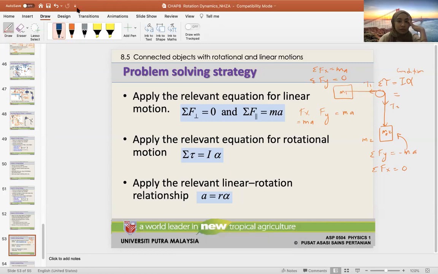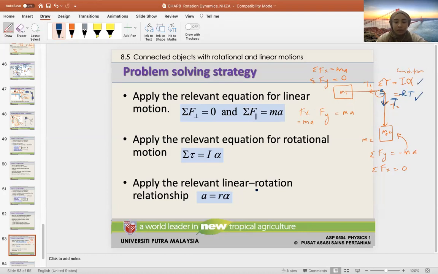Okay, let me use a different color for that. Okay, let's just talk about T first. So this is T and I have R, right? So my equation becomes R T, because T is a force, R is the length of the force to the axis of rotation. It is going clockwise, so it is a negative. So condition, check. Write the equation that is in the free body diagram, check. So that is how you solve it.